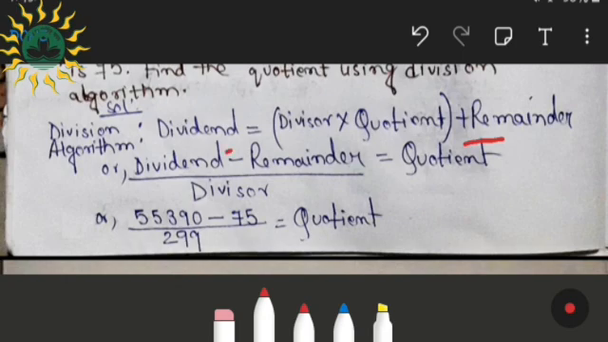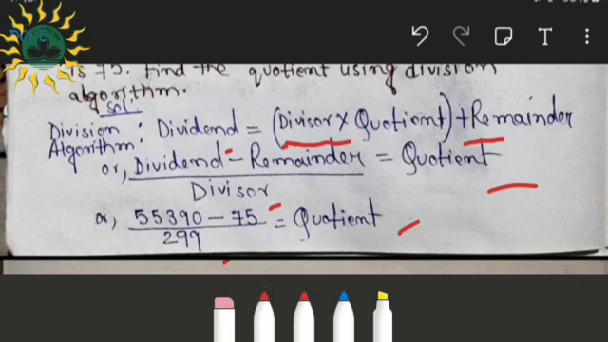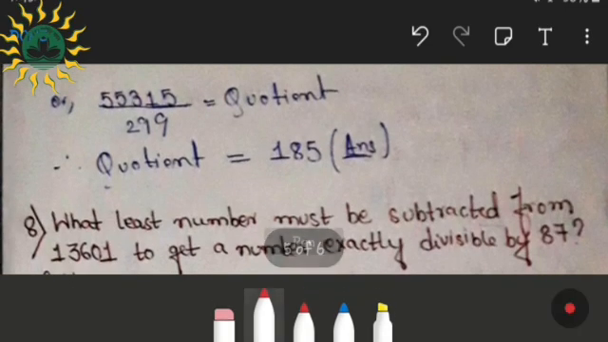Okay, and here divisor was in multiplication with the quotient, but if we change its side, it will be in division. So dividend minus remainder divided by divisor will give us the quotient. So we put the values in the formula. Dividend given is 55390 minus 75, divided by divisor 299, we get our quotient. That is, our final answer will be 185.